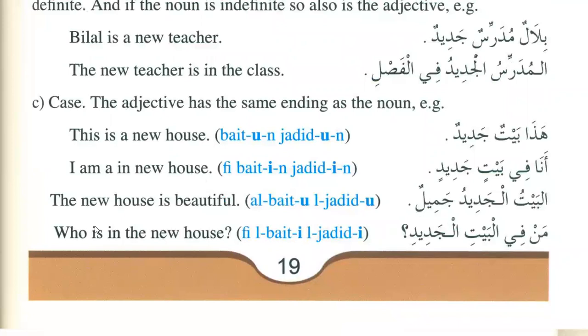Next. Case. The adjective has the same ending as the noun. Example, هذا بيت جديد. This is a new house. أنا في بيت جديد. I am in a new house. البيت الجديد جميل. The new house is beautiful. من في البيت الجديد. Who is in the new house? So the ending of the naat and manut must be the same.